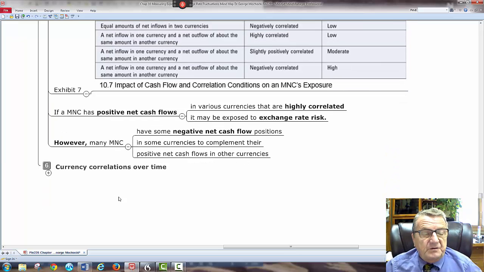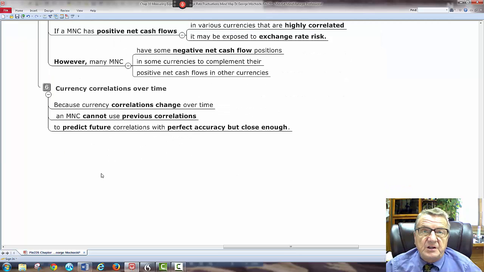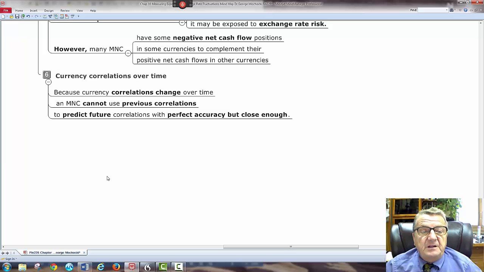Okay? Now, currency correlations over time. Because currency correlations change over time, an MNC cannot use previous correlations to predict future correlations with perfect accuracy, but it's close enough. Remember, it's a gauge. It's close enough. It kind of looks like a pound. How do I know? Because I've seen it in this context. It looks like that. So it's close enough. What other tools do I have?